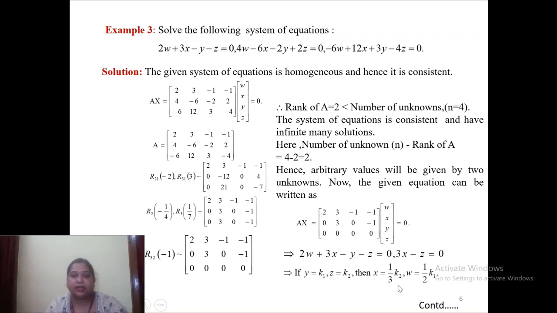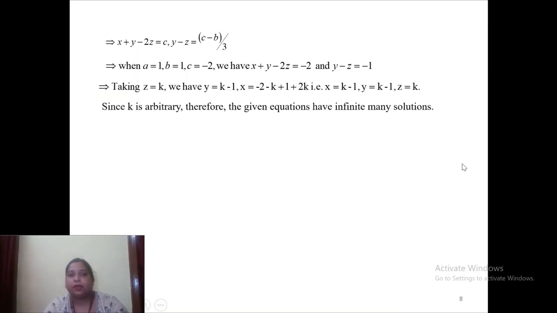And since the system of equations has an infinite number of solutions, because the rank of the augmented matrix is equal to the rank of A, but it is less than the number of unknowns, we have to give the infinite number of solutions. For this, we have to assume any one arbitrary constant as k. In that way, we have to calculate the other values. So the values come out to be x equal to k minus 1, y equal to k minus 1, and z equal to k, where k is any arbitrary constant. Thank you.